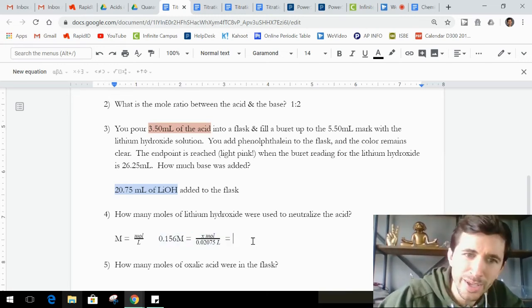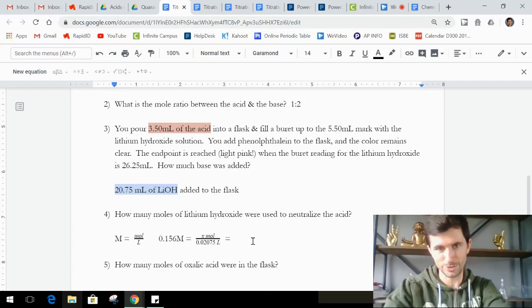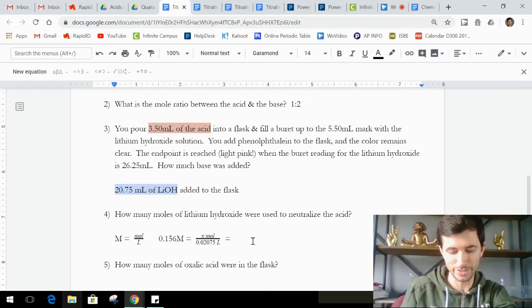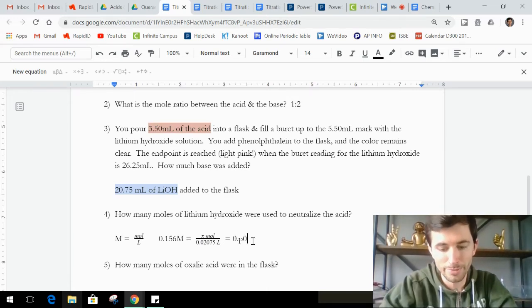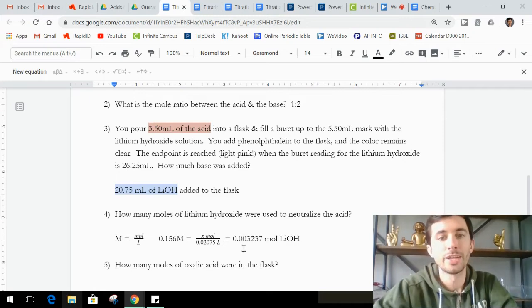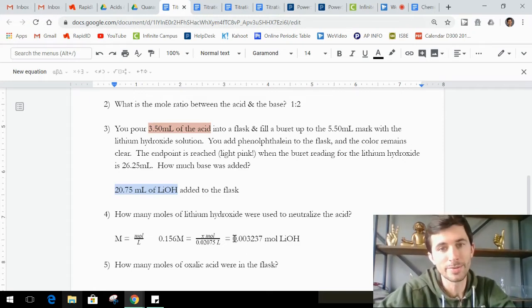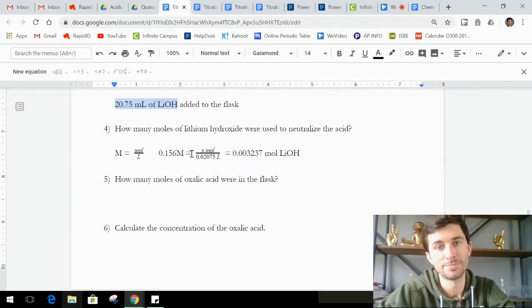Please don't divide these, okay? This is very simple algebra. You're doing cross multiplication. You've done it for a long time. So you take the molarity, multiply it by your volume, 0.02075, and you're going to get 0.003237 moles of LiOH.